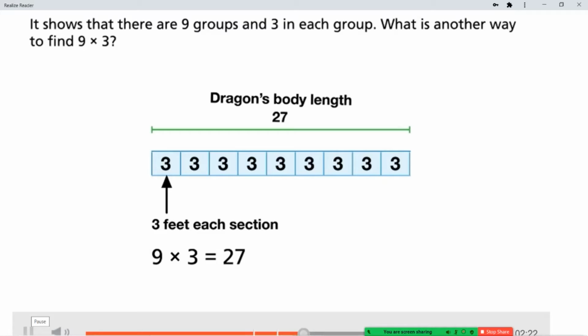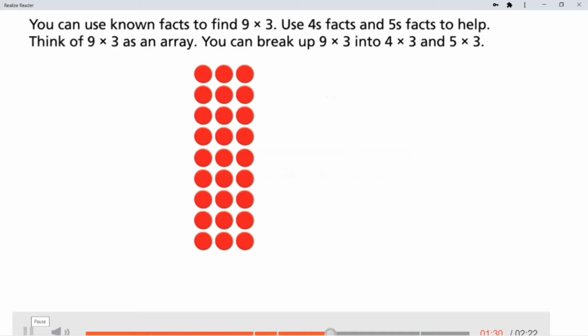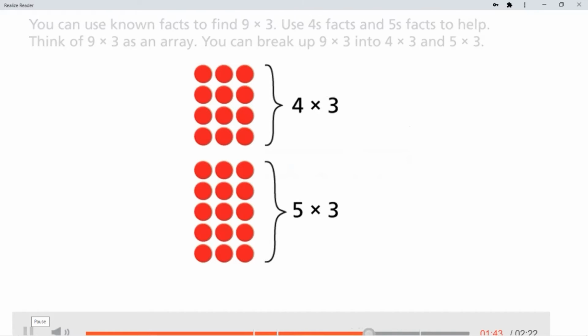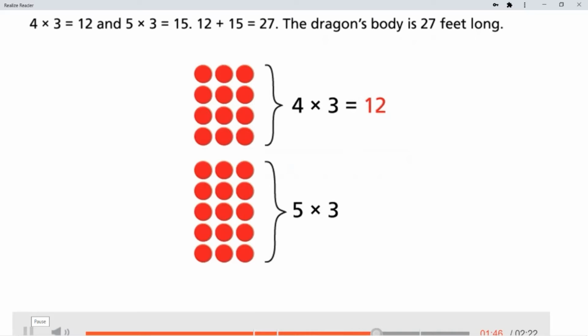What is another way to find 9 times 3? You can use known facts to find 9 times 3. Use 4's facts and 5's facts to help. Think of 9 times 3 as an array. You can break up 9 times 3 into 4 times 3 and 5 times 3. 4 times 3 equals 12, and 5 times 3 equals 15. 12 plus 15 equals 27. The dragon's body is 27 feet long.